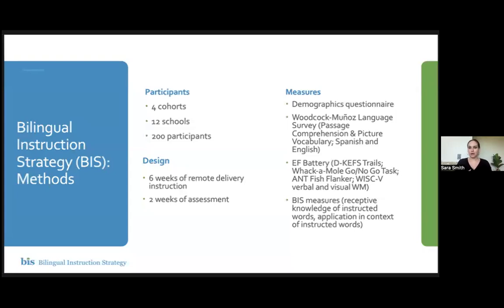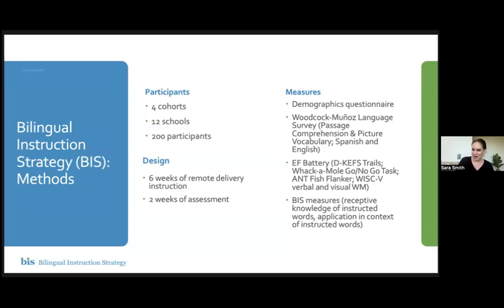So students are assessed one-on-one in Spanish and English before and after. We assess Spanish vocabulary, Spanish reading comprehension, English vocabulary, English reading comprehension. And then we also look at executive function skills. And then we have the measures that specifically focus on gains on the academic vocabulary that are targeted by the curriculum.